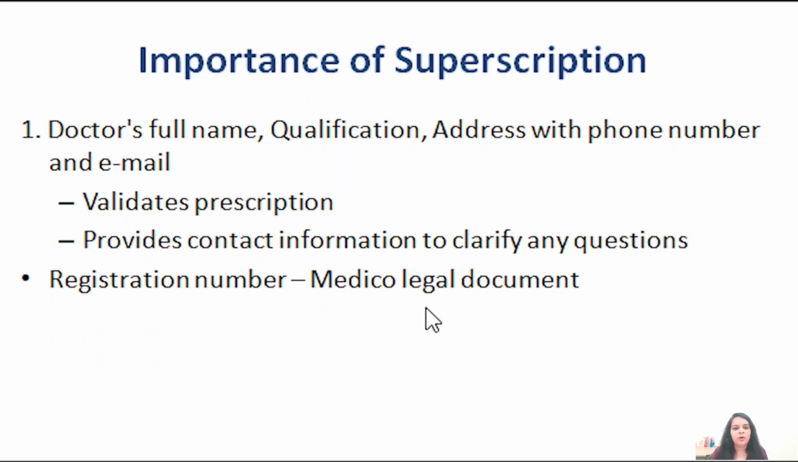Now coming to the importance of the superscription, why each and every detail you have to write when you are writing the prescription. So the doctor's full name, qualification, address with the phone number and email, all these details will validate the prescription, and it also provides contact information to clarify if there are any questions from the patient or their relatives in case of emergency. Registration number is required because a prescription is a medical legal document. So you have to always write the correct registration number when you are writing the prescription.